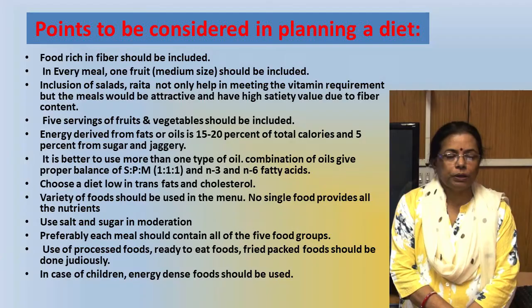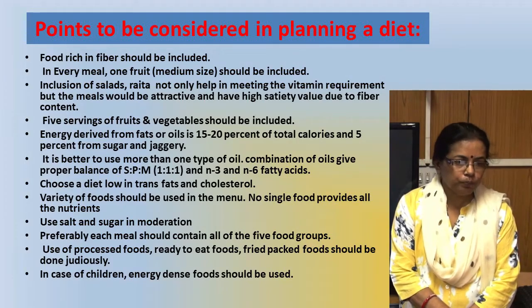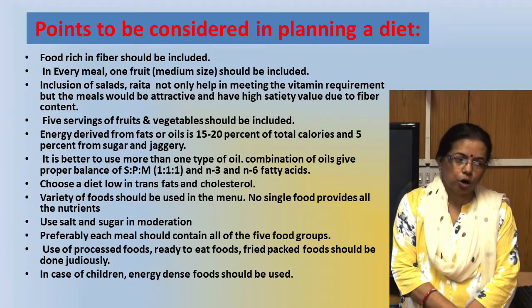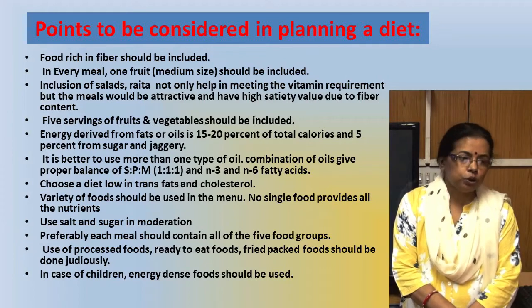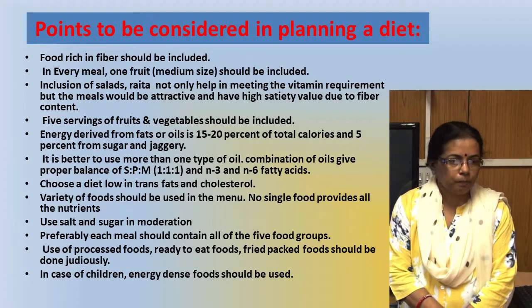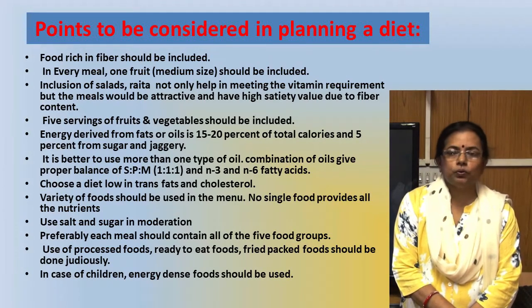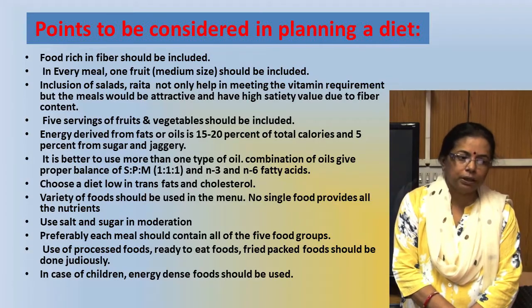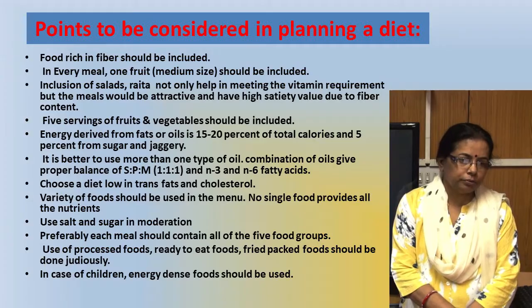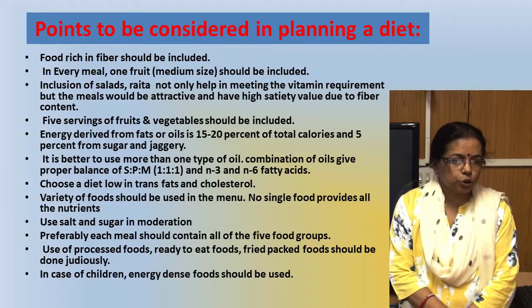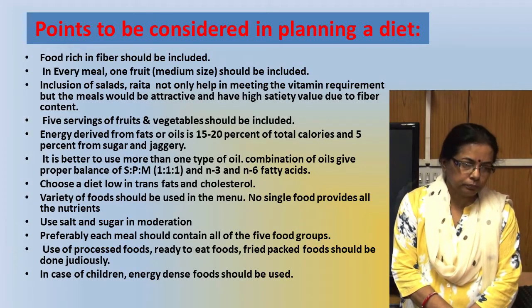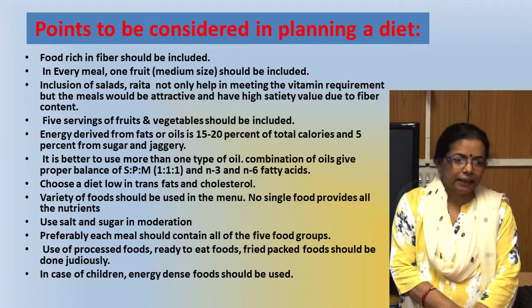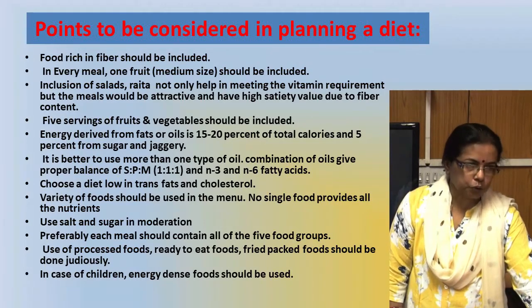A variety of foods should be used in the menus. No single food provides all the nutrients. Use salt and sugar in moderation. Preferably, each meal should contain all of the 5 food groups. Use of processed foods, ready-to-eat foods, and fried packed foods should be done judiciously. In the case of children, energy-dense foods should be used.